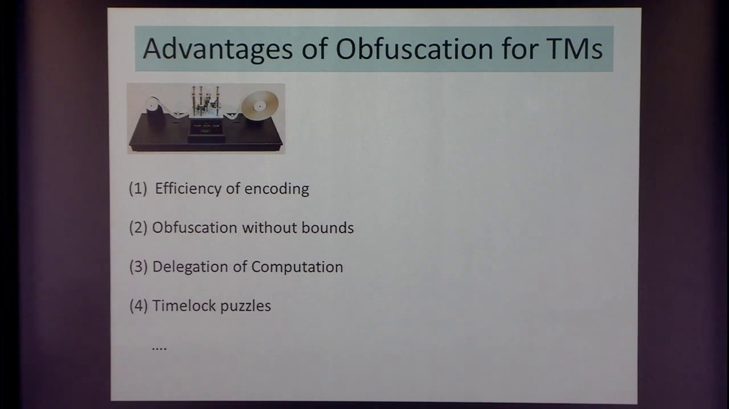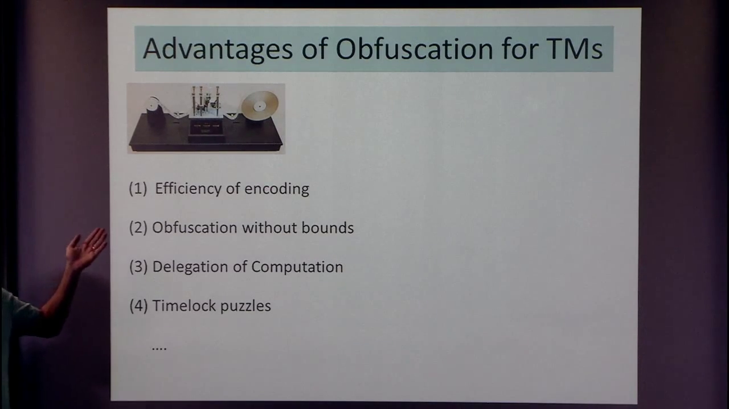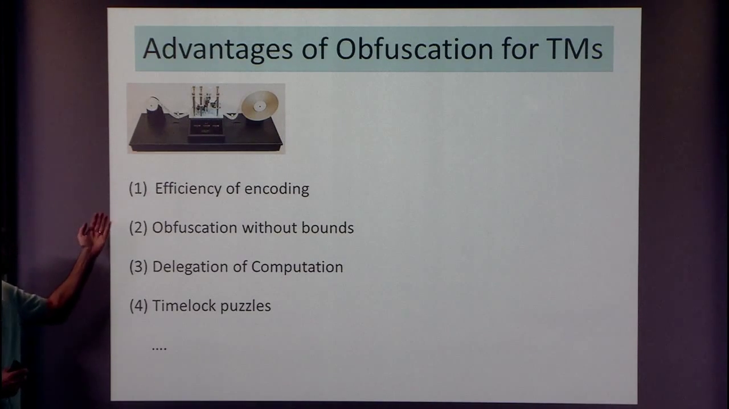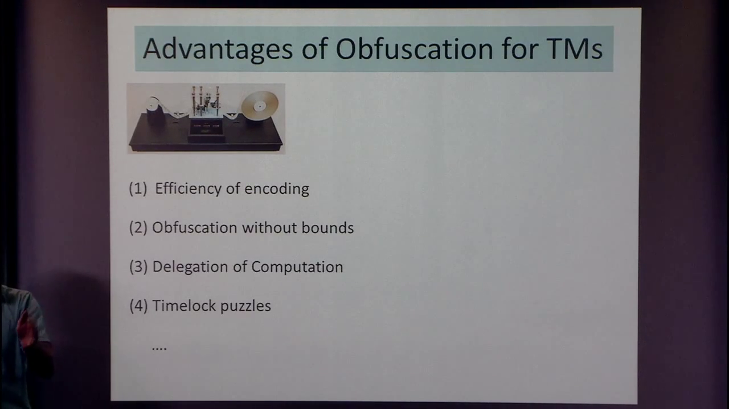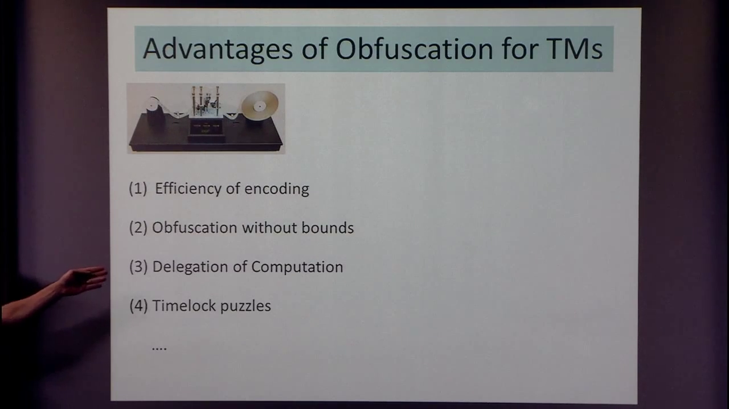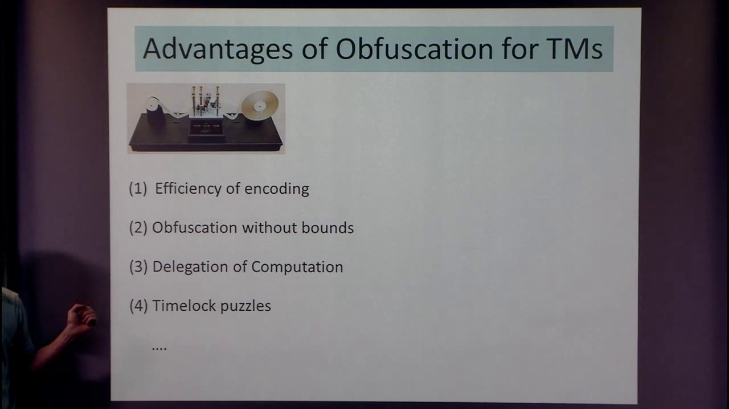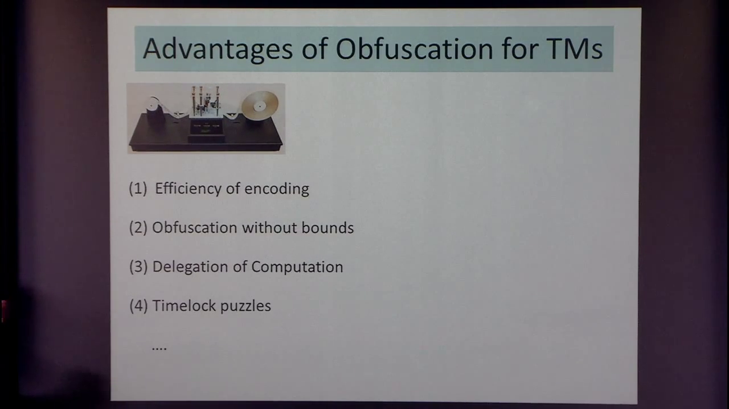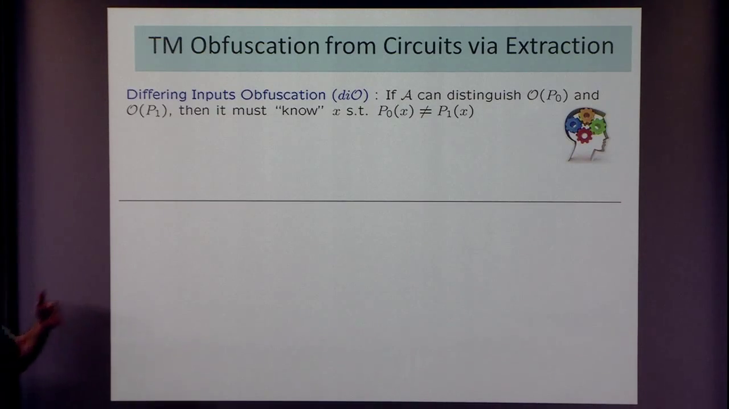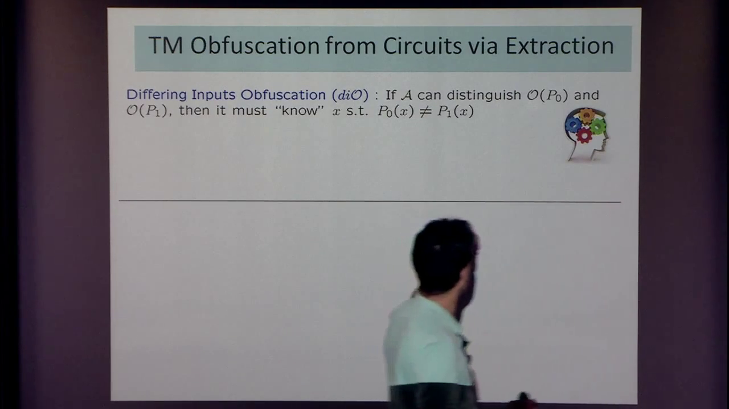Okay, and the advantages of using obfuscation for Turing machines are, first, the efficiency of encoding. We can also hopefully do obfuscation without bounds, like some program which can take an arbitrary length input. Also, problems like delegation of computation or time-lock puzzles naturally work much better when we're talking about Turing machine obfuscation than circuit. Okay, so towards this goal, there has been previous work.